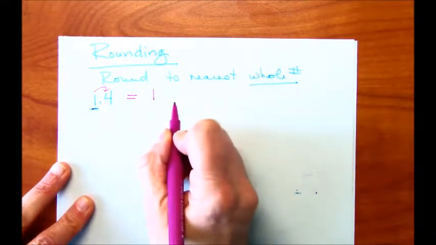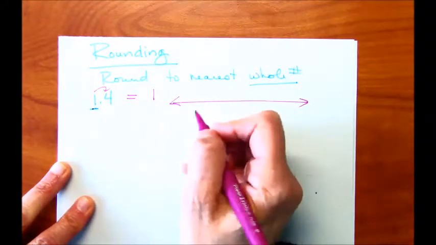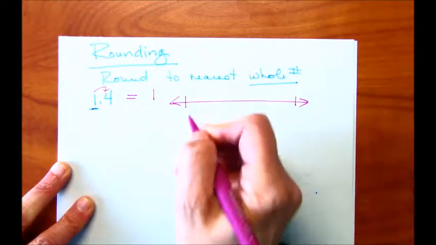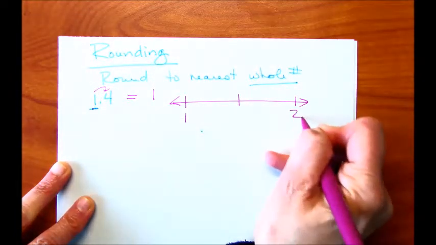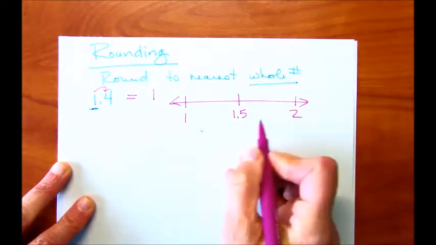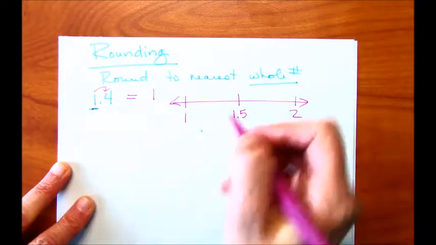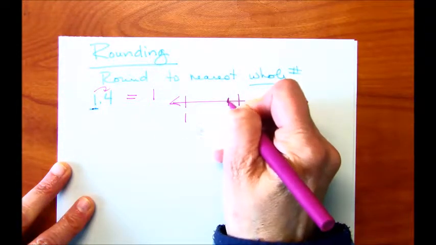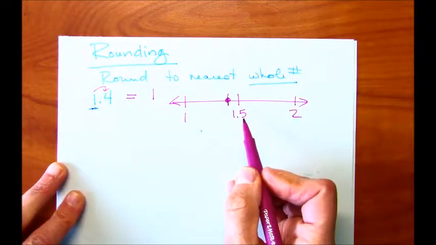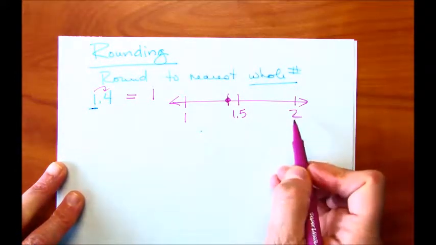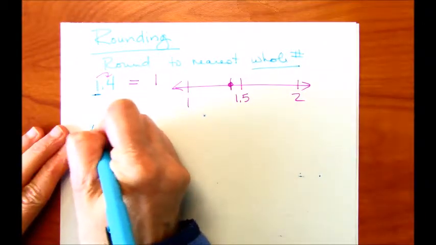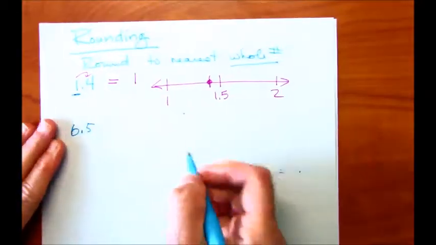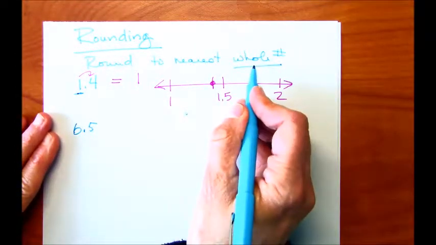And remember when we talked about the number lines? So if I have 1 and 2, halfway is going to be 1.5. So here's 1, here's 2, 1 and 5 tenths, or 1.5. 1 and 4 tenths is going to be about here. And you can see that that's closer to 1 than it is to 2. Okay, let's do a couple more. Let's say we have 6 and 5 tenths. And we want to round to the nearest whole number.